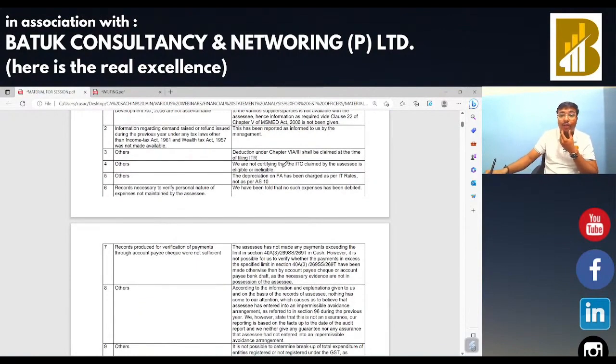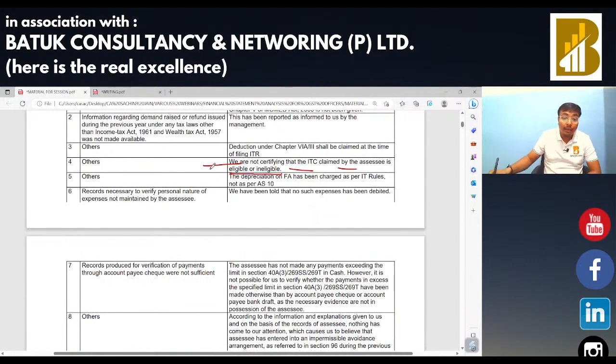This is the point: we are not certifying that the ITC claimed by the assessee is eligible or not. Okay, this type of comment is provided by the chartered accountant, that is the income tax auditor. This comment is general, वो provide करवाएगा because how he can analyze the things that the input tax credit is eligible or not. Okay, this is the responsibility of the GST auditor, or of whoever is doing the GST work of that particular entity. So in that case, अब यहाँ पर उसने ये रिपोर्ट कर दिया. In that case our focus should be specific, क्योंकि उसने यहाँ पर ये रिपोर्ट किया. That means हो सकता है कि यहाँ पे कुछ ना कुछ issues हैं. There are certain issues available in the GST data, so we need to be very much careful for that.